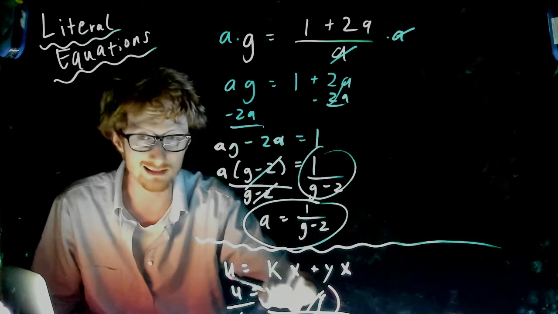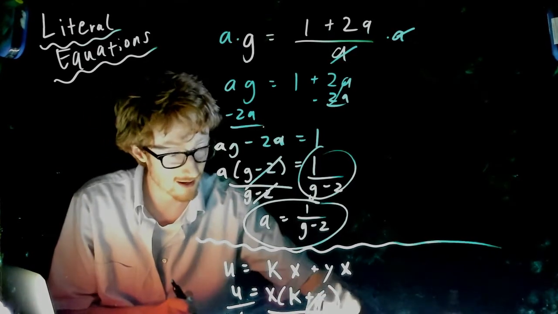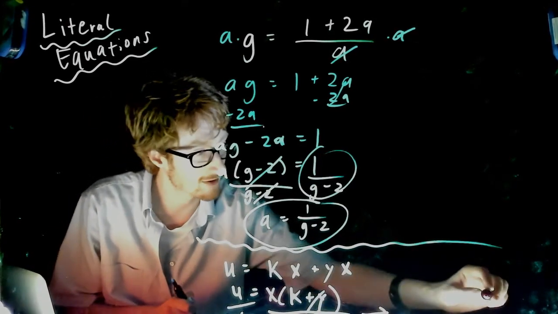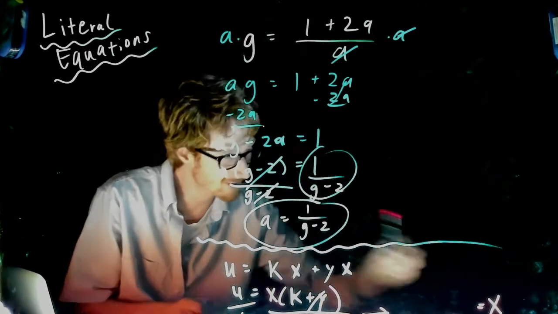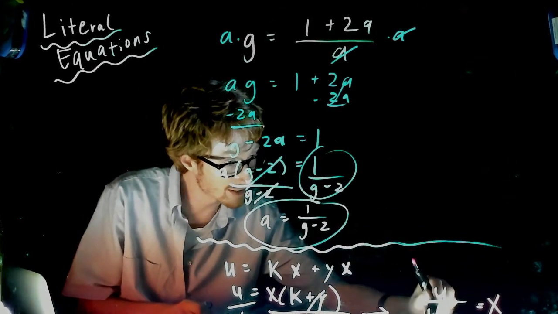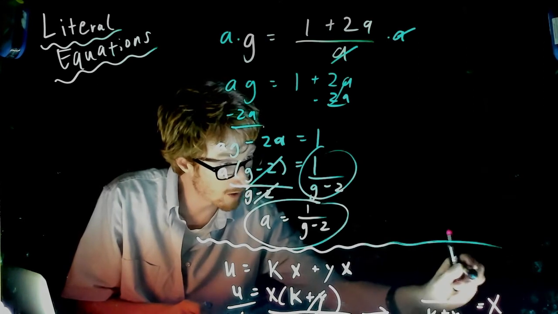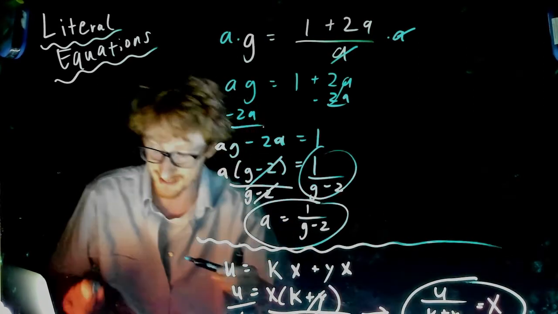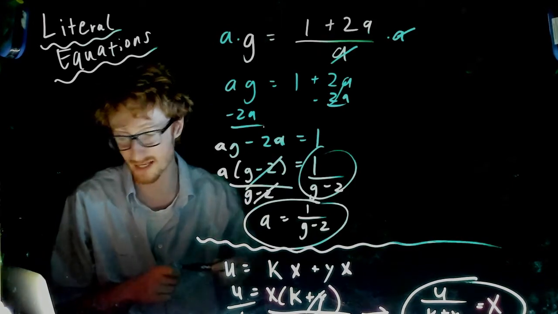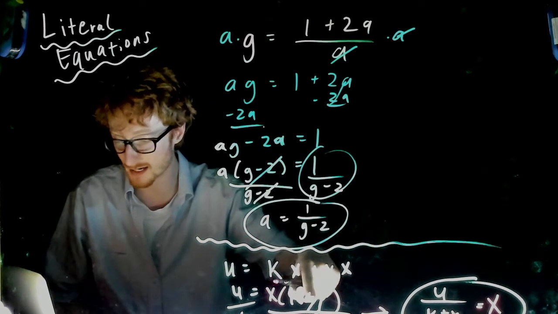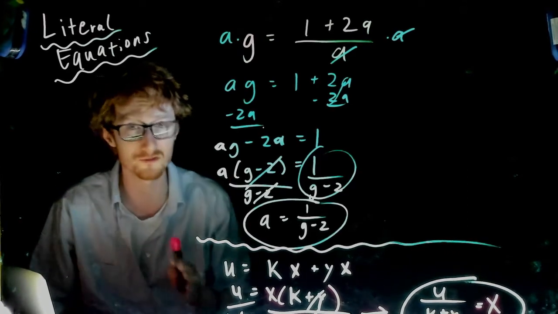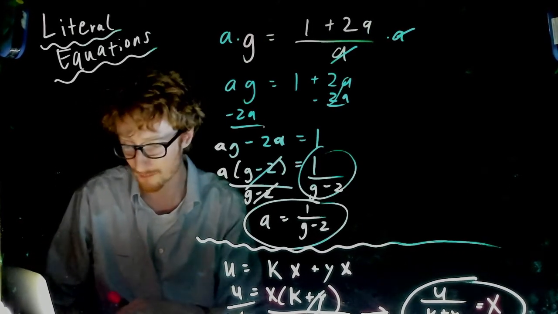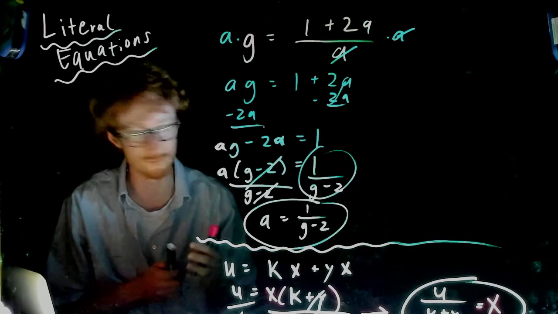And like I said, literally, our answer is, I'm going to have to write this over here because I ran out of room, x equals u over k plus y. These are always hefty because, again, you don't get a nice answer out of it. It's not like you just get the number 3. Again, right here I divided by k plus y. I know that kind of got blurry towards the end. But these are literal equations. They never end pretty. But the concept still applies. All the same rules still apply.